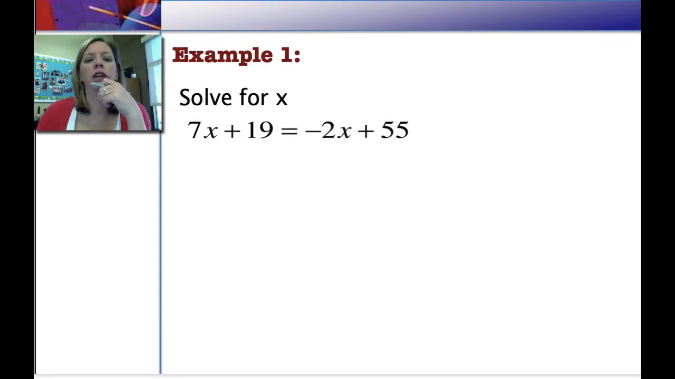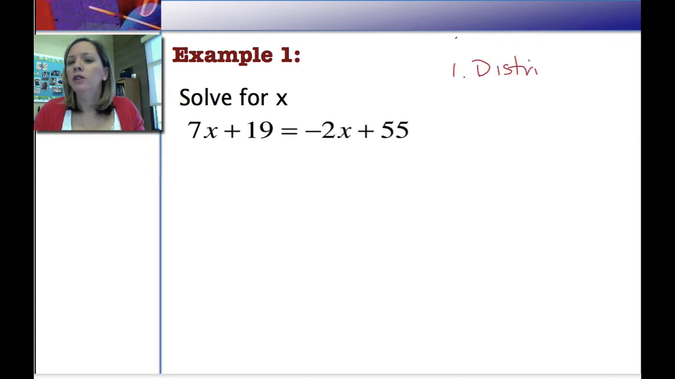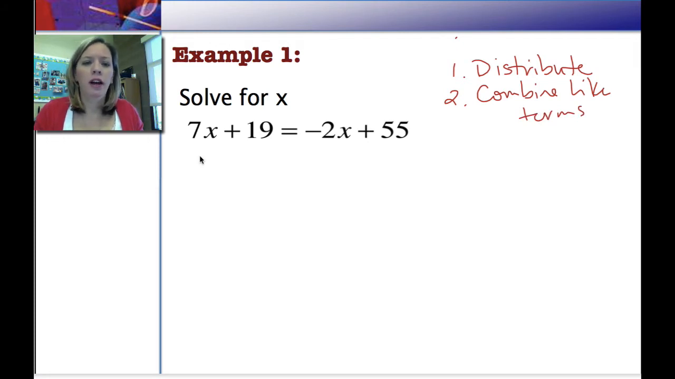Okay, so let's look at how we might use this. Let's solve this equation for x. We have 7x plus 19 equals negative 2x plus 55. Previously, when we've been solving equations that had multiple steps, I asked you to distribute if we needed to distribute. Do we need to distribute in this case? Nope. I asked you to combine like terms if you needed to. In this case, there are no like terms on the left to combine, and no like terms on the right to combine, so we don't have to deal with that either.